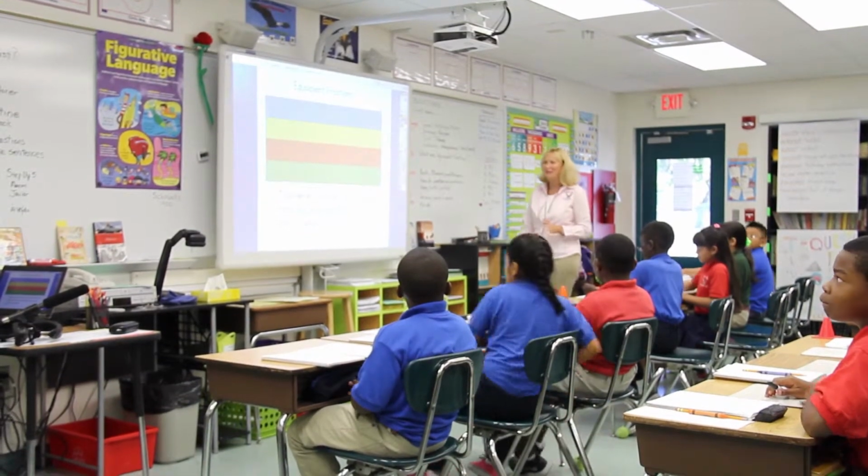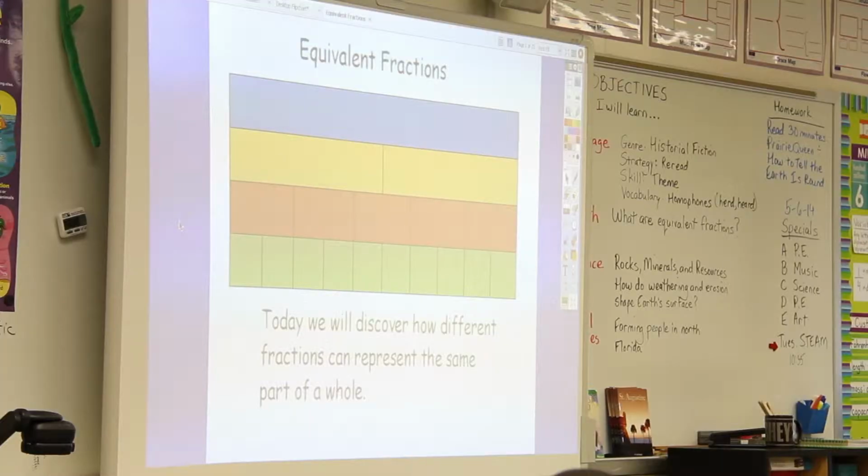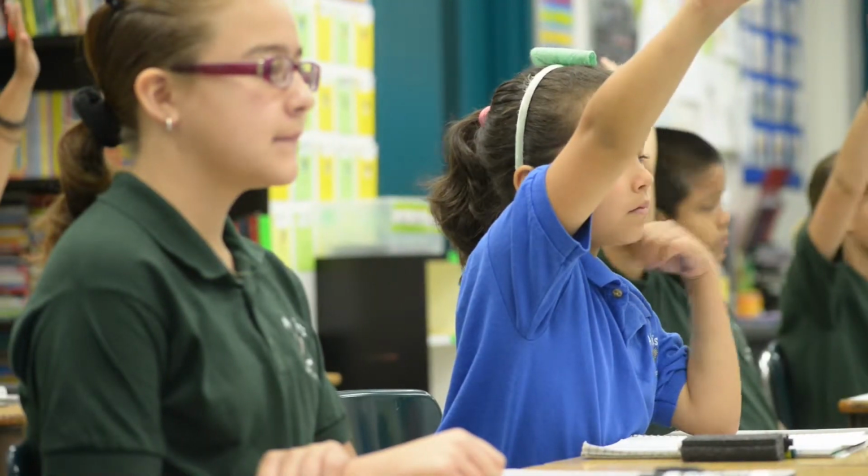Today we're going to discover how different fractions can represent the same part of the whole. Okay, and what do we call those fractions? Equivalent fractions, right, very good. Students have to recognize what an equivalent fraction is and how to make an equivalent fraction.